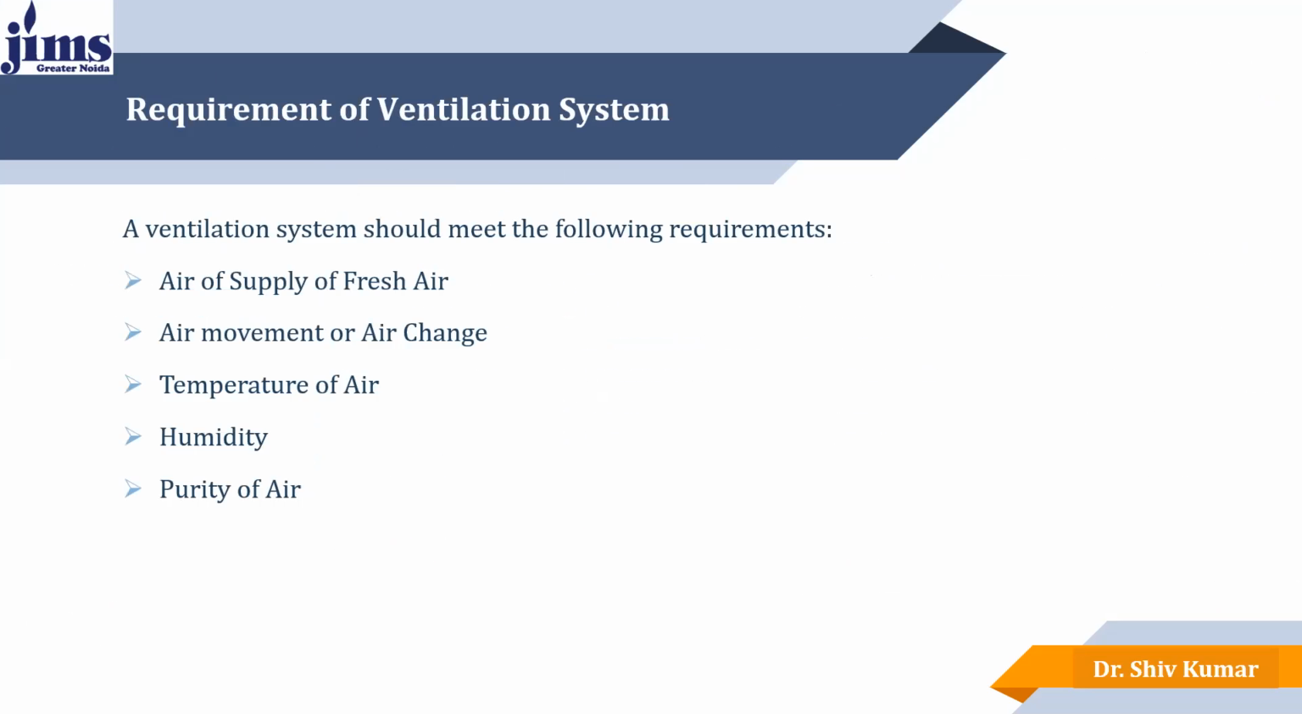So let's start with the requirements of a good ventilation system. A ventilation system should meet the following requirements, like supply of fresh air. So for the windows which are provided, the orientation should be, as far as the supply of fresh air is concerned, the orientation of the flat is one of the most important factors. So windows must be provided in that direction from where we can get the fresh air inside.